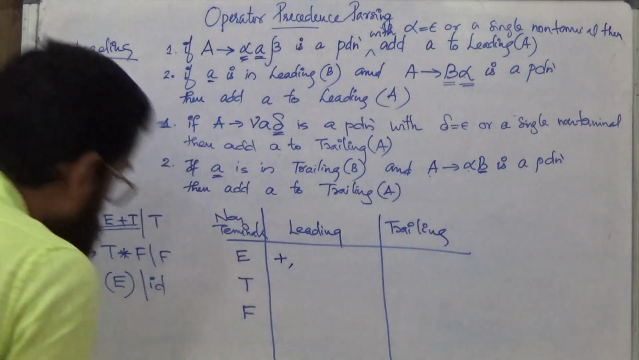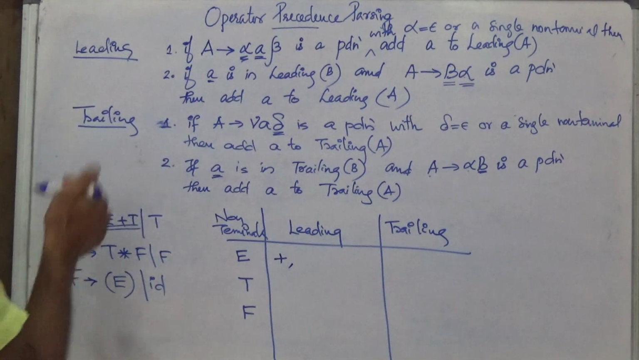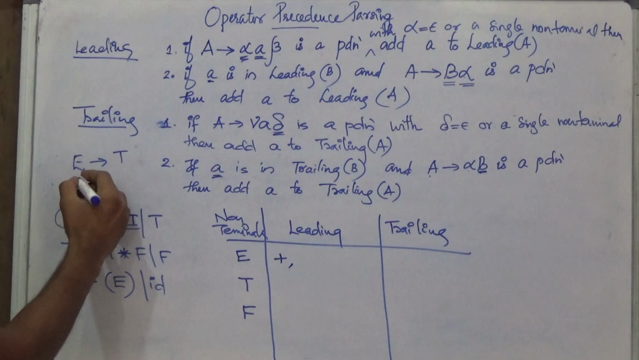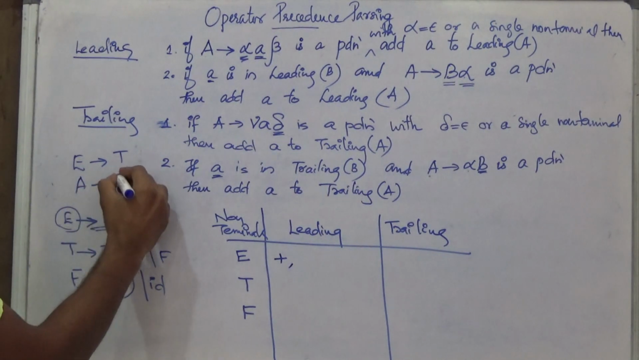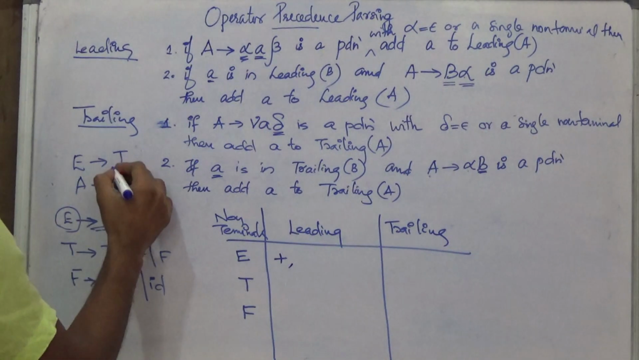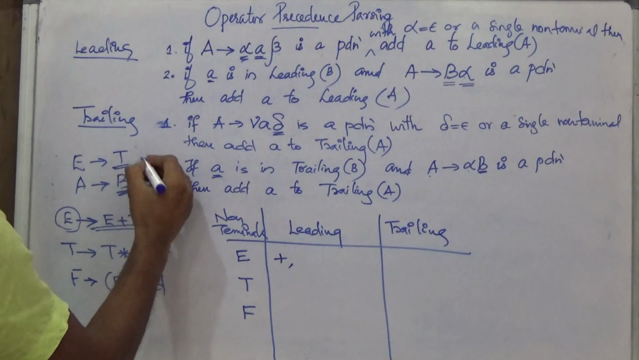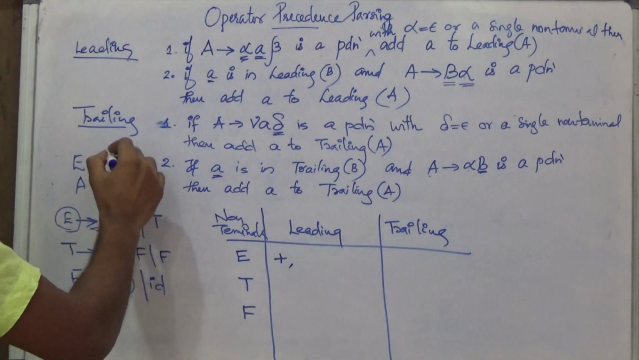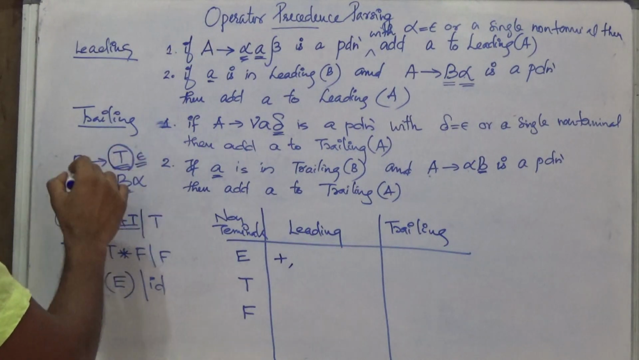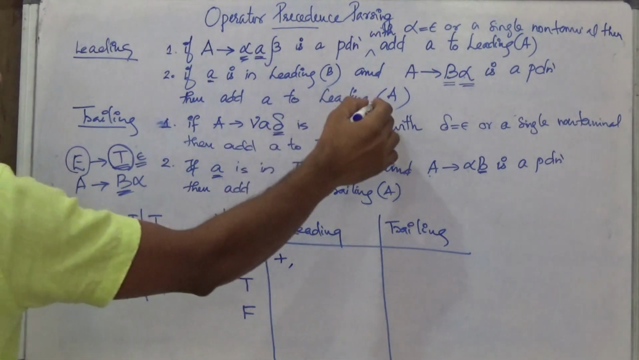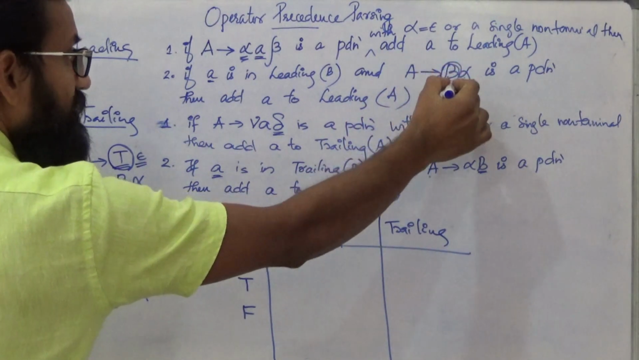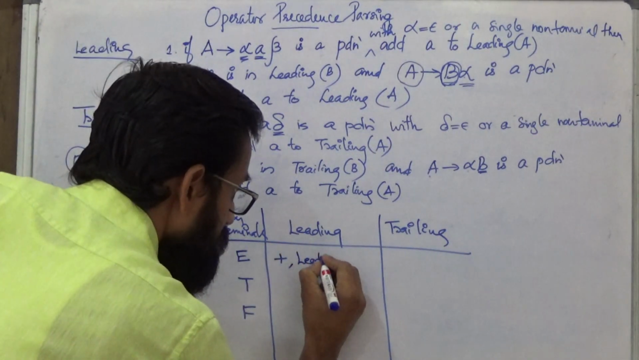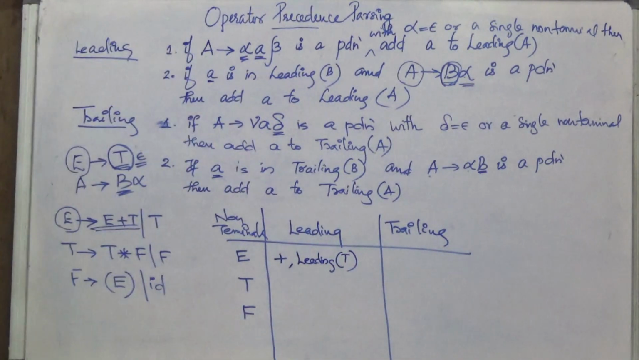Now you can consider the second production corresponding to E, that is E giving T. This is of the form A giving B alpha. So here B is T and alpha is epsilon. So if this is the case, you can add every terminal that belongs to leading of T to leading of E. So here you can add everything in leading of B to leading of A, leading of T.